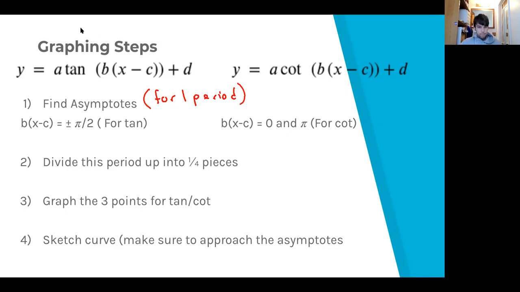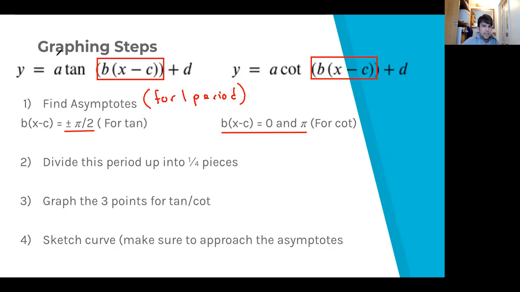The way that we do that is we take what's inside of our tangent or inside of our cotangent and set it equal to those values that make them undefined. So for tangent, we set that equal to positive pi over 2 and negative pi over 2, because those are the two places that tangent is undefined. And then for cotangent, we set those equal to 0 and pi, because those are the places that cotangent is undefined. That's just something we have to remember. With cotangent, we use 0 and pi, and with tangent, we use positive and negative pi over 2.